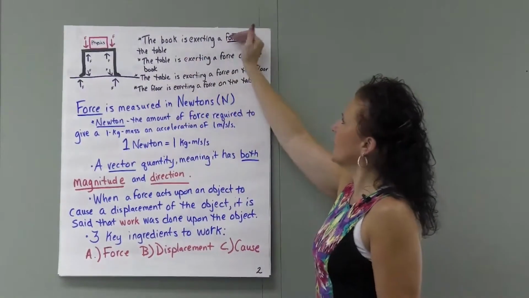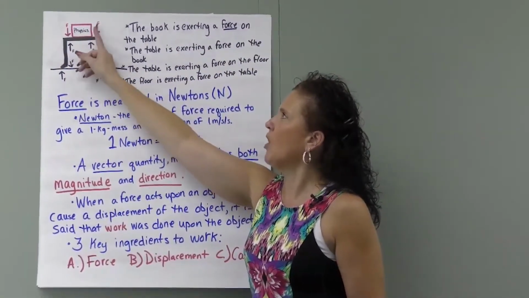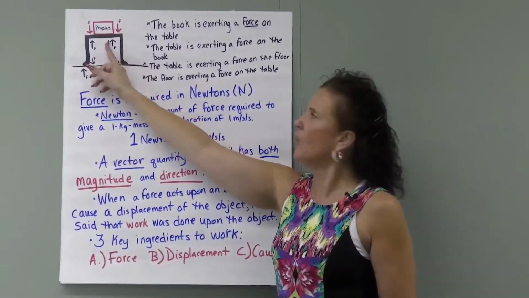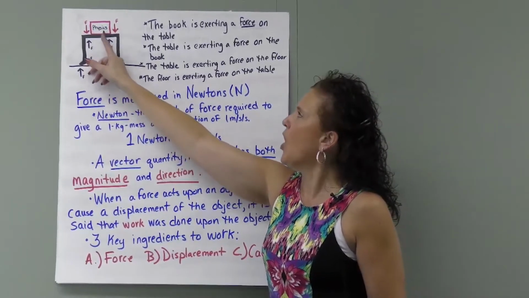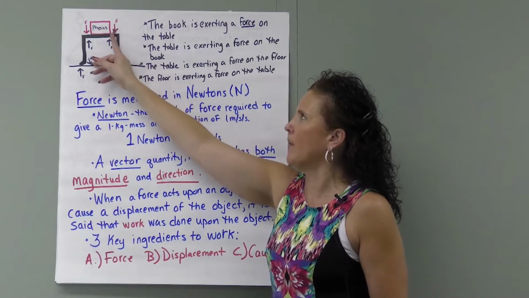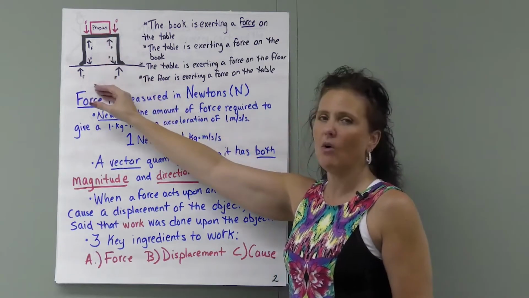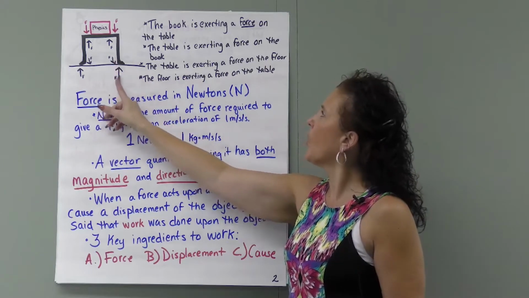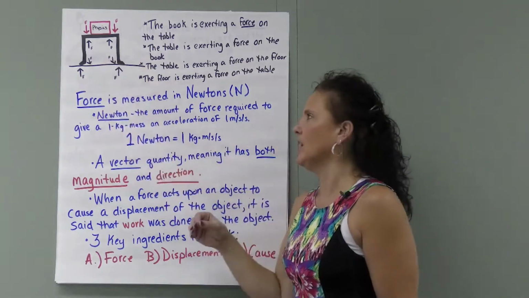The book is exerting a force on the table. So here we have the book. Here's the force arrow going down, right? But in order for this book to remain on this table, the table is pushing back up with the same amount of force on the book. So we have the force of the book on the table and the force of the table on the book. Also, we have the force of the table on the floor and the force of the floor on the table. Those are all of the forces in our diagram here.